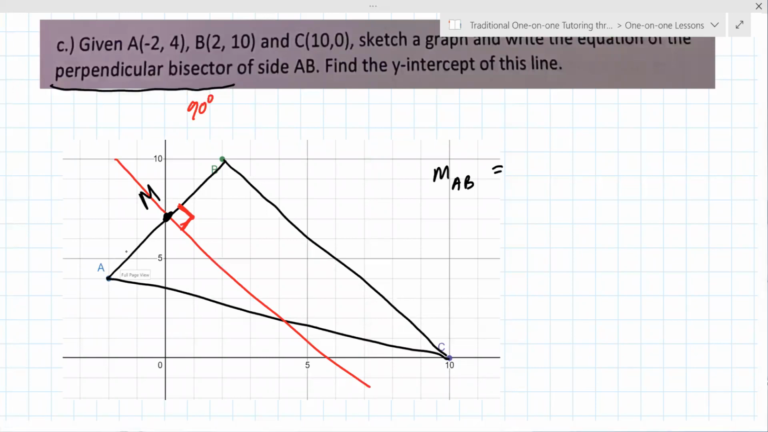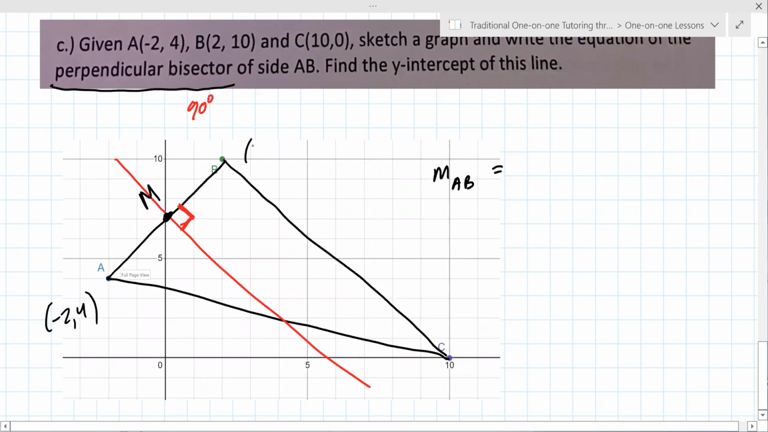So then AB. So M's representing the point M, correct? It's the midpoint, yeah. All right. And we need that because the perpendicular bisector cuts it in half and it goes 90 degrees.